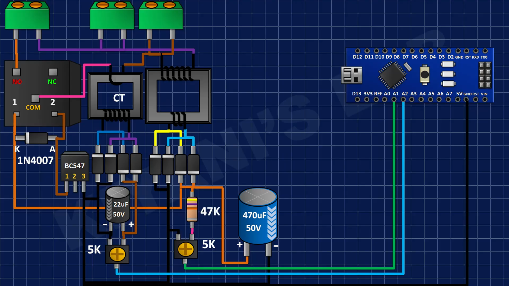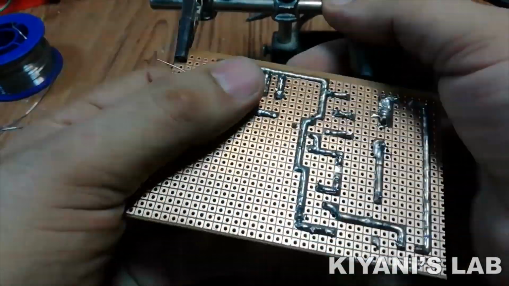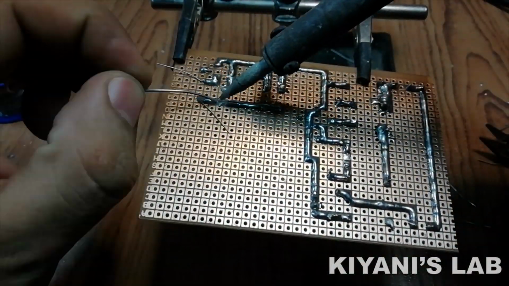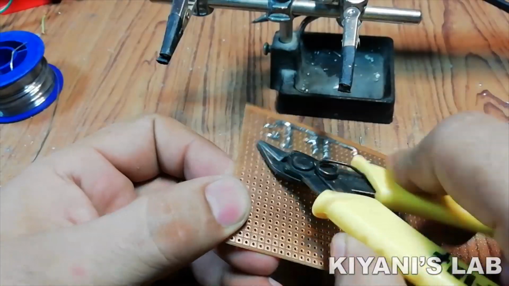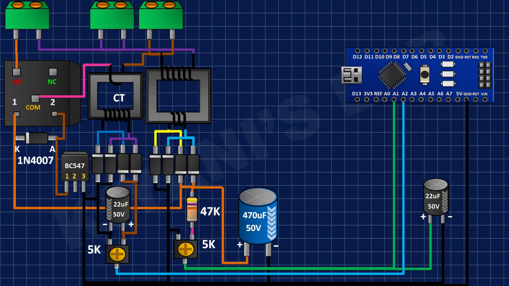Then I connected a 47K resistor to pin number 1 of 2nd 5K TRIMPOT and positive out of 2nd bridge rectifier. Then I connected positive pin of a 22 microfarad capacitor to center pin of 2nd 5K TRIMPOT and its negative pin to ground.